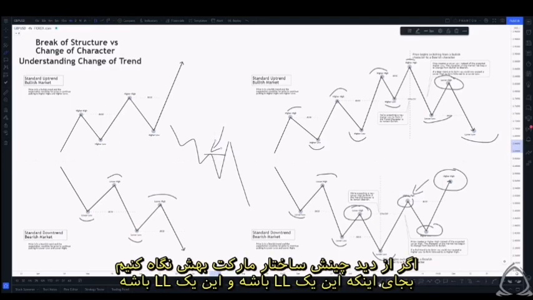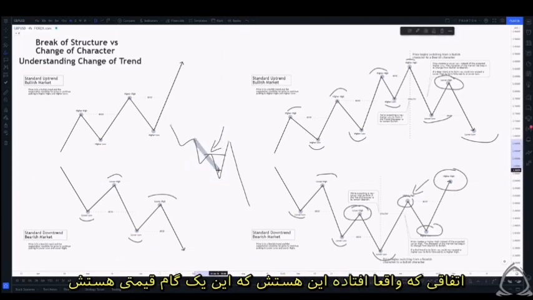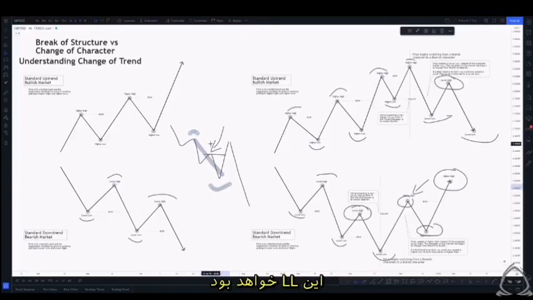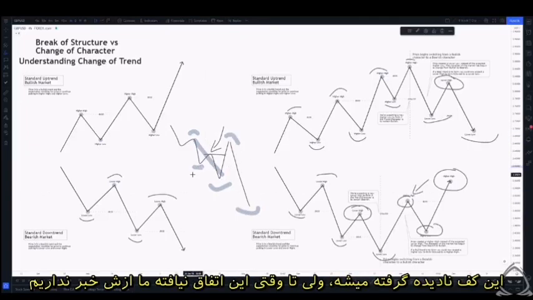If we're looking at it from a market structure mapping perspective, instead of this being a lower low and this being a lower low, what is actually happening is this is one price leg. This would be the lower high. This would be the lower low. This would be the lower high. This low would then be disregarded. But we wouldn't know that until it happens.